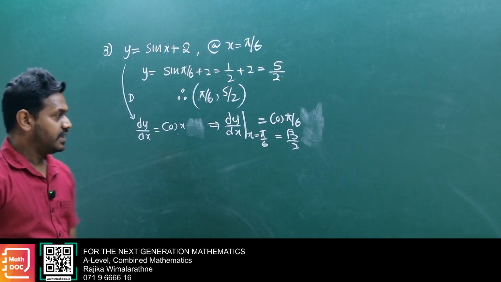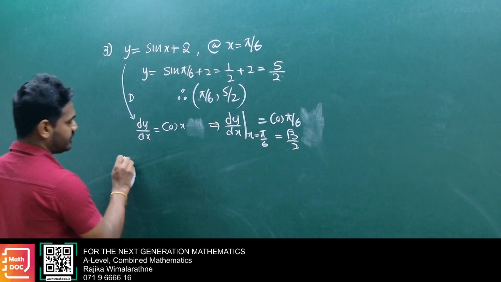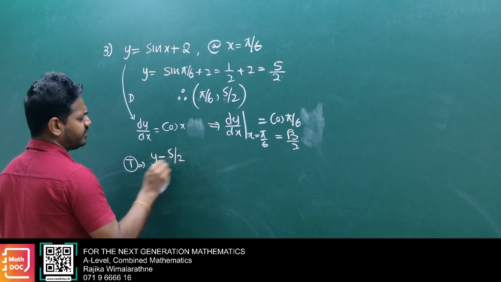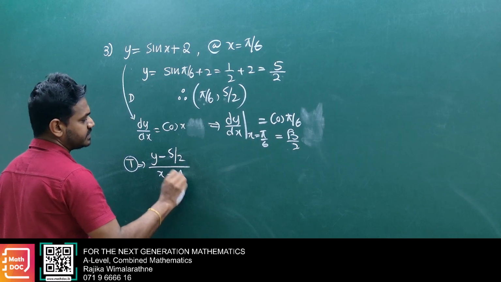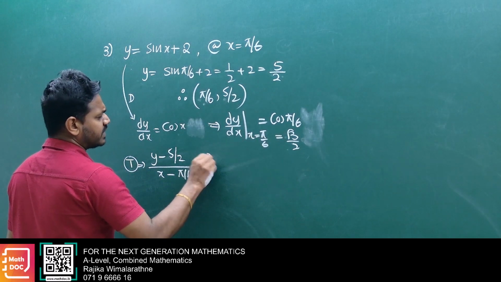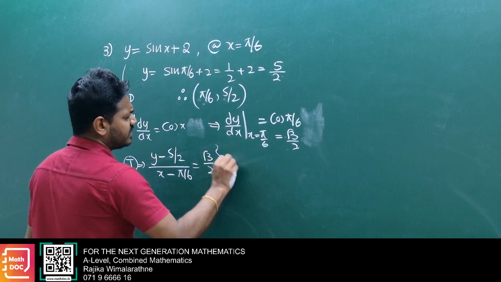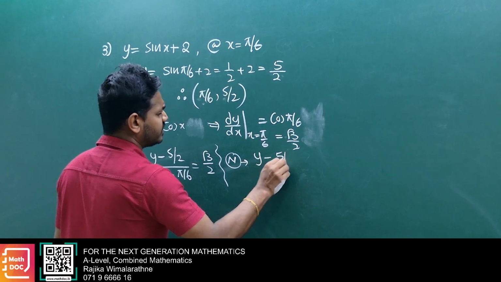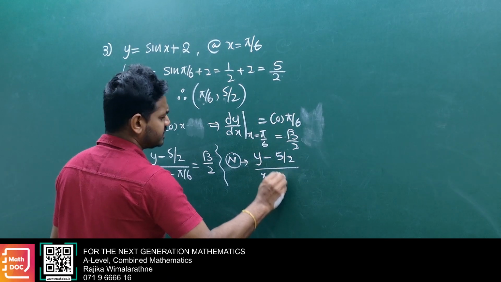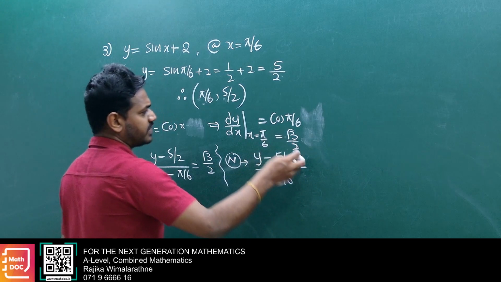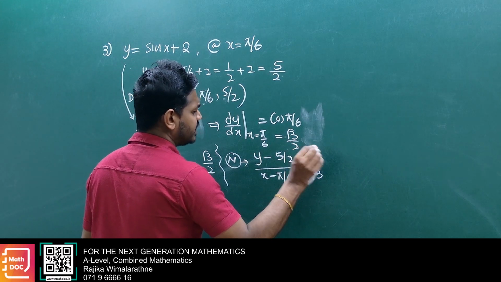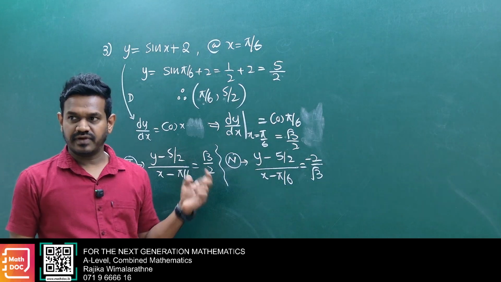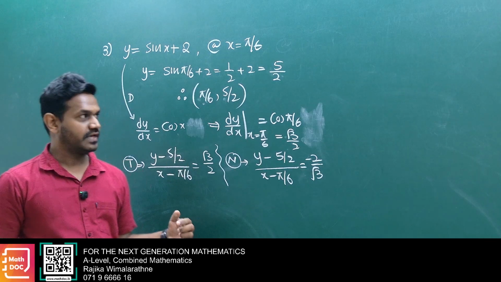Okay. Now we know the gradient of the tangent, therefore write the tangent equation: y minus 5 over 2, x minus pi over 6 equals the gradient root 3 over 2. Then you simplify and get general form. The normal equation: y minus 5 over 2, x minus pi divided by 6, take reciprocal 2 over root 3, minus. Here are the normal and the tangent. Finally, you convert that into general form. Okay, complete.